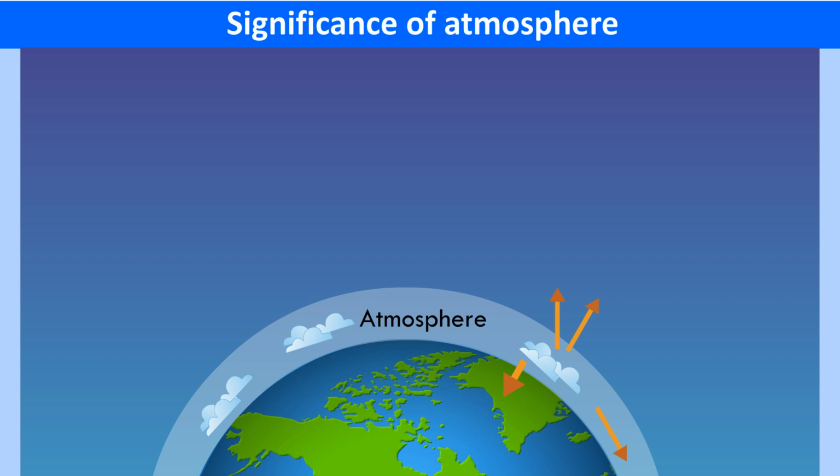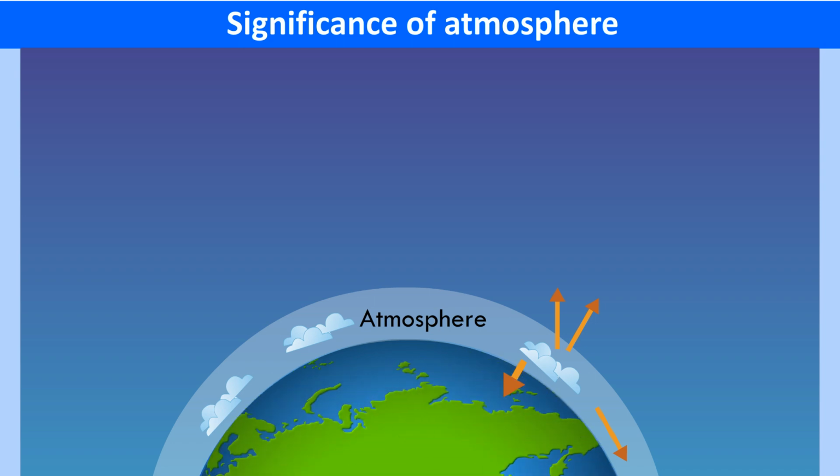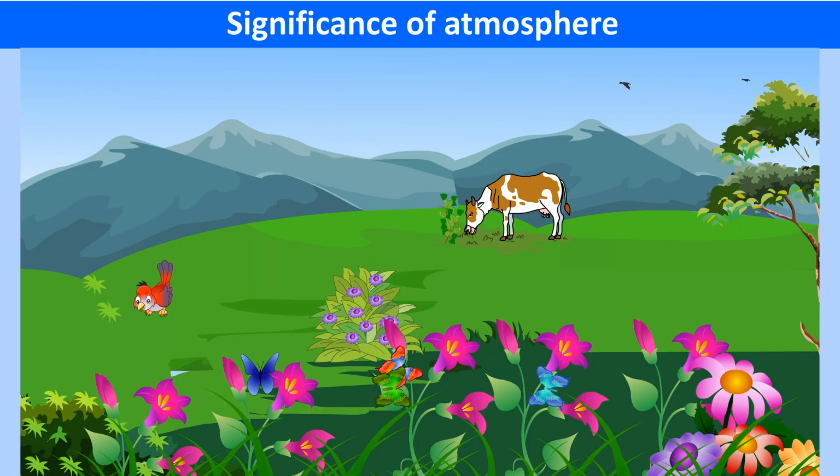Significance of the atmosphere. The atmosphere plays a crucial role in sustaining different forms of life on Earth. The main advantages of the atmosphere are briefly discussed below. Oxygen is one of the most important components of the atmosphere, which helps to sustain life on Earth as well as aids in combustion of fuel.